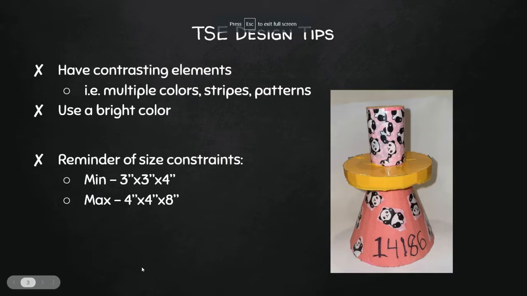Next, as just a few tips for designing your TSE, it will work better with the machine learning algorithm if your team shipping element has contrasting elements. So if you have multiple colors, you could do stripes or patterns. We put some duct tape pandas on our TSE since we used to be the pink programming pandas. Also, using a bright color will help since it'll contrast with the gray tile mats.